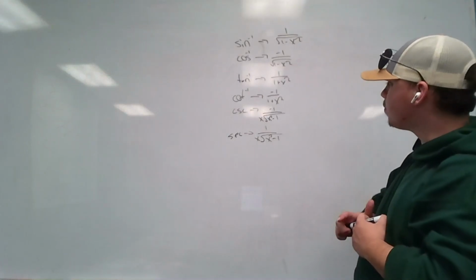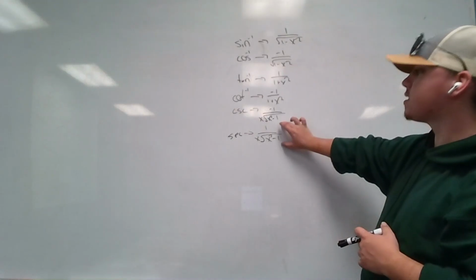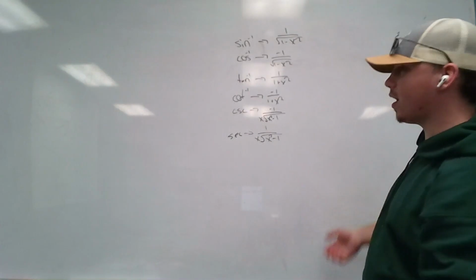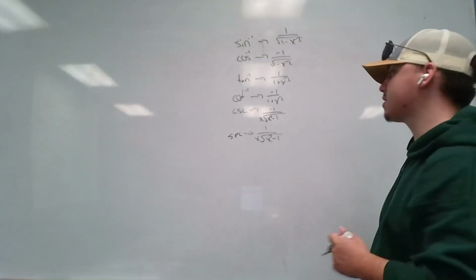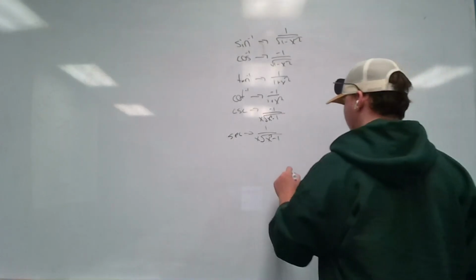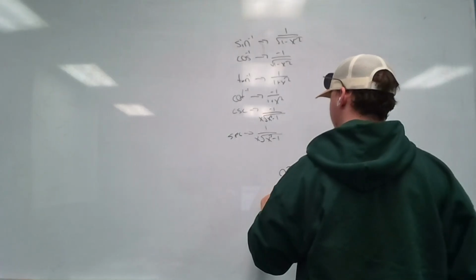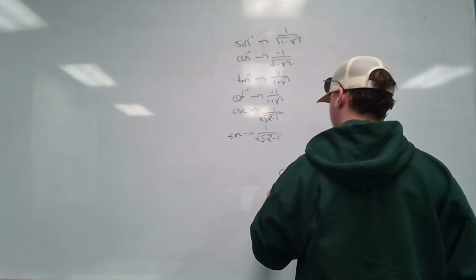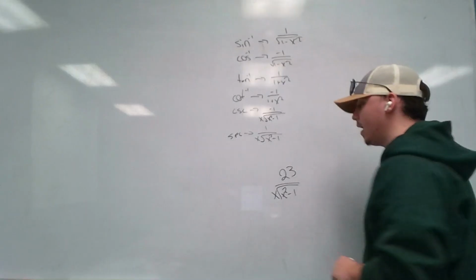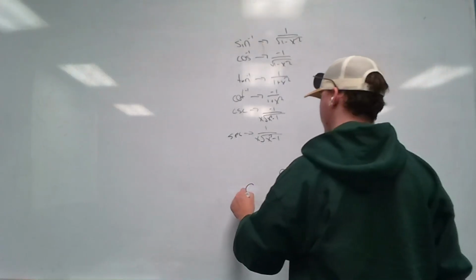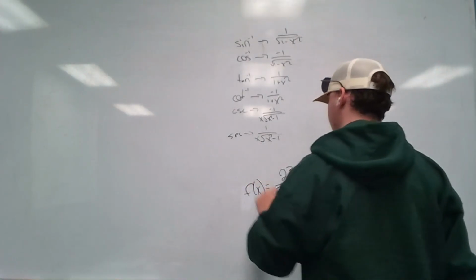So if I'm ever given something like this, I can just say, oh, I already know what the antiderivative for that is. So here's an example. Let's say I have 23 over x root x squared minus 1. And the problem is like, hey, what's the antiderivative of f of x, which is this?